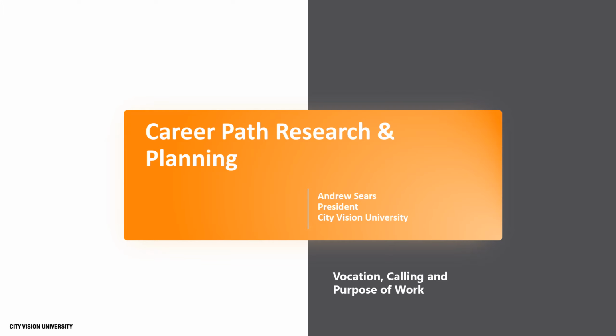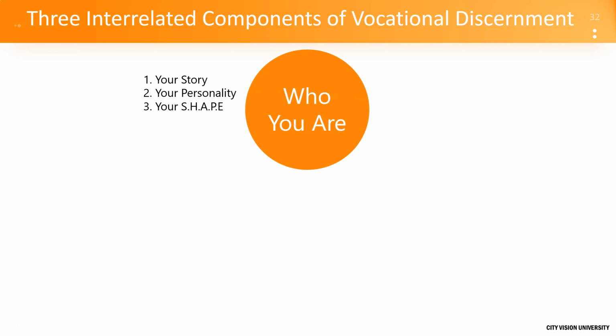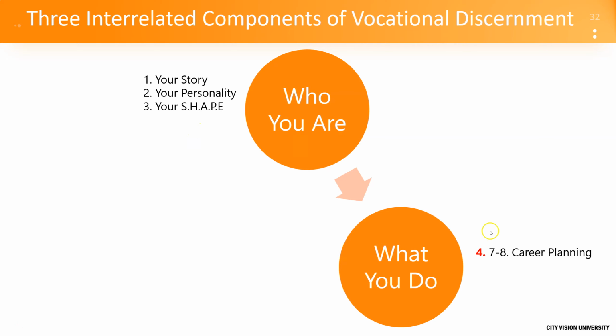My name is Andrew Sears, and in this lesson, I'm going to talk about how you can do career path research and planning. As we talked about in week one, there are three interrelated components of vocational discernment. One is who you are. In the first 3 weeks, we covered your story, your personality, and your shape.